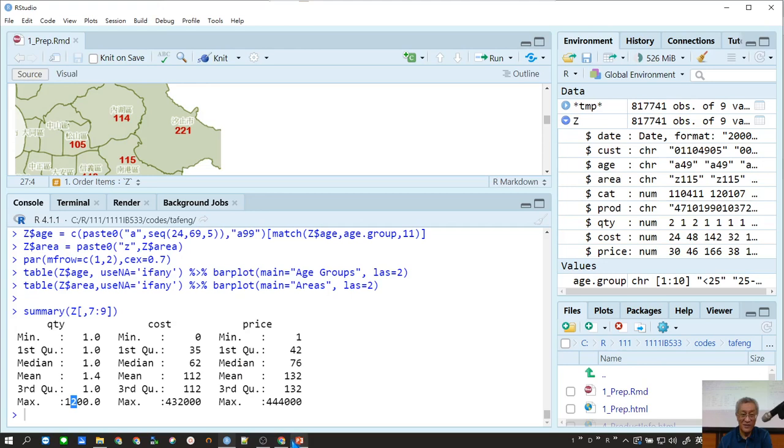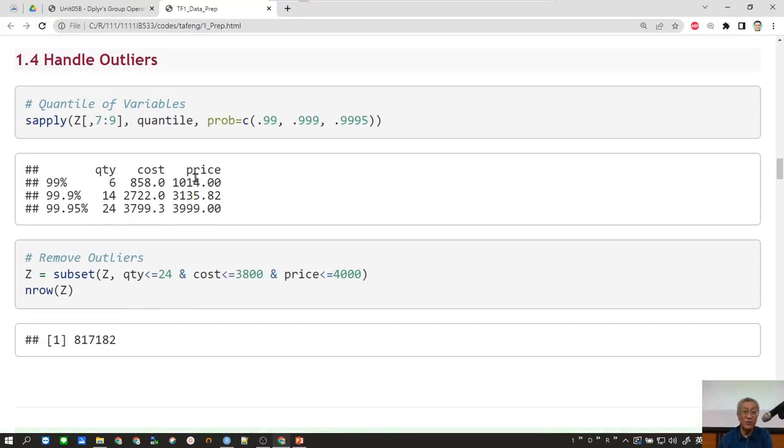So that's why I'm doing this. This quantile function actually says that if I want to exclude the outliers, 99.9% of our data of the quantity is below 14, right? 99.95% is below 24. So actually I'm using this. I exclude the 0.05% data and treat them as outliers.